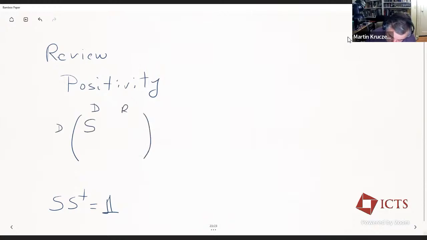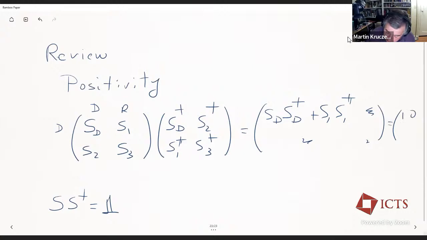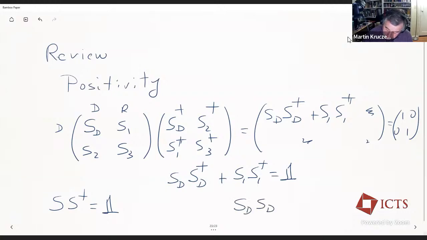So I'm going to call this S_D, and then I can put S1, S2, S3, and I multiply by the dagger. I have to get identity, and in particular up here I get S_D S_D dagger plus S1 S1 dagger, and I get some other stuff, and this should be identity. That means that S_D S_D dagger plus S1 S1 dagger should be identity. And one can write this by saying, okay, S_D S_D dagger minus the identity is equal to minus S1 S1 dagger.